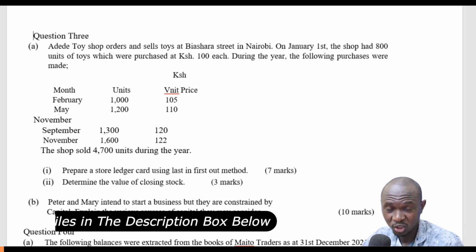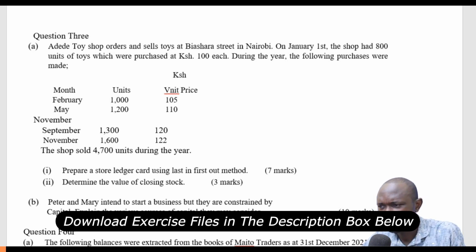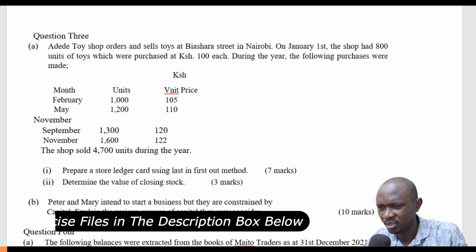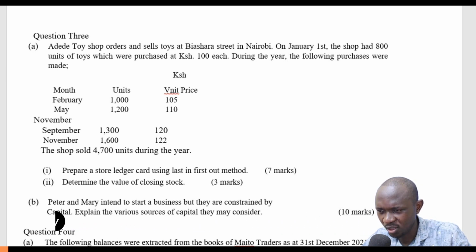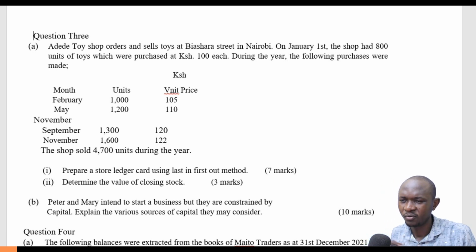On January 1st, the shop had 800 units of toys which were purchased at 100 shillings each. During the year, the following purchases were made. March, 1000 units at 105. May, 1200 units at 110. September, this should be November. November, 1300 units at 120 shillings.